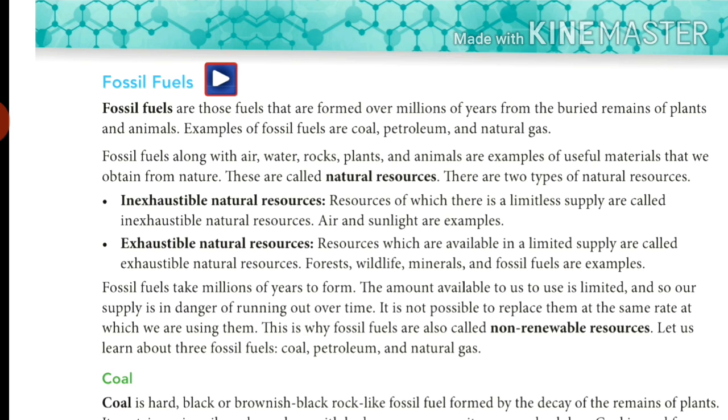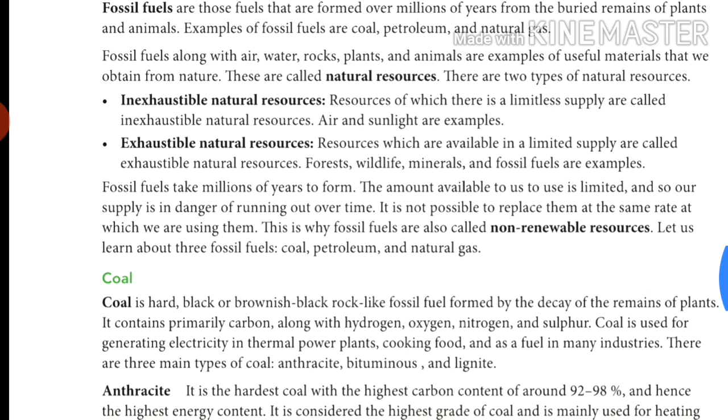In the previous video, we learned about fossil fuels and natural sources. There are two types of sources: inexhaustible and exhaustible natural resources. What is the meaning of inexhaustible natural resources? That means a limitless supply of sources. And exhaustible natural resources are those which are limited, so it is possible for them to be finished in the near future. Fossil fuels are non-renewable resources, which means it is possible for them to be finished in the next few years.